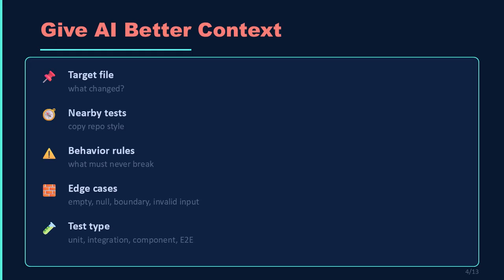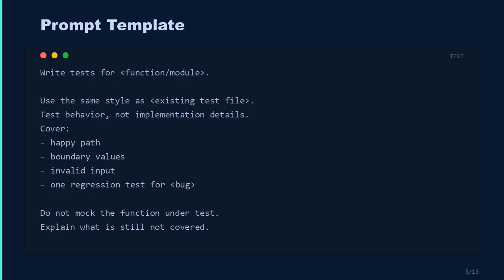Do not just say, write tests for this file. Give the source file, one nearby test file, the framework, and the behavior rules. For example, ask for pricing tests that cover zero quantity, negative discount, expired coupon, and rounding. That prompt creates better tests than a generic request. This prompt works because it tells AI what good testing means.